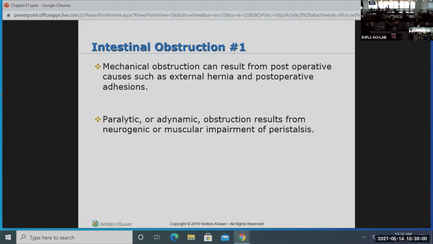Next we call mechanical obstruction. It can result from post-operative causes such as hernia, external hernia, or post-operative adhesion. So it's very important that after major surgery, they are more likely to develop obstruction, so we should be very careful in giving water or any fluid right after operation.